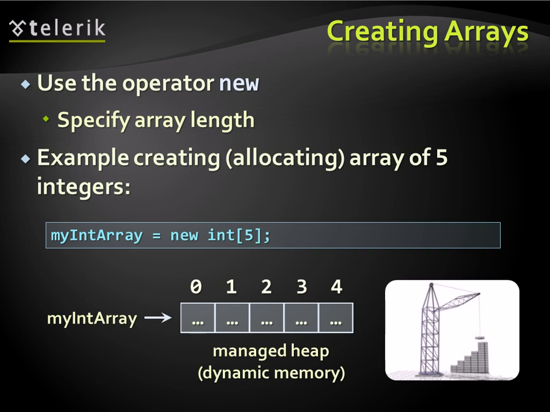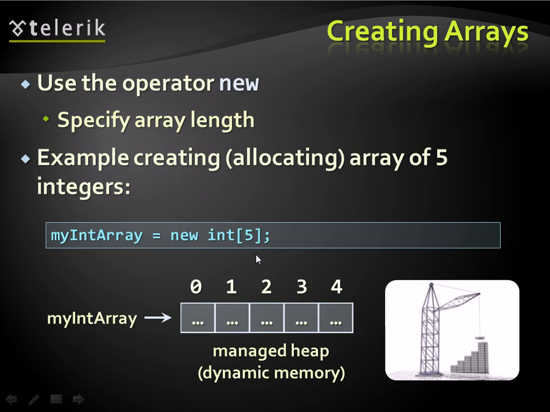This is a small difference from C and C++, where arrays can be statically allocated with a constant size. Here the arrays can be allocated with any size as long as we have enough memory. For example, if we try to allocate 2 billion elements of int, most probably we will not have enough memory, and this will cause something like an out of memory exception or so.